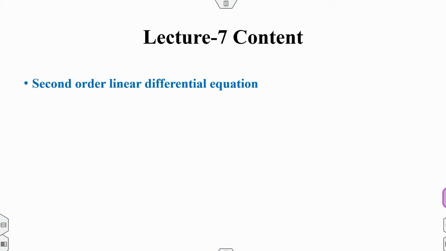So in this lecture we will cover the second order linear differential equation. So let's begin. Till now we have covered the first order differential equation and now we are in a position to discuss the second order linear differential equation. So this will be the content of today's lecture.